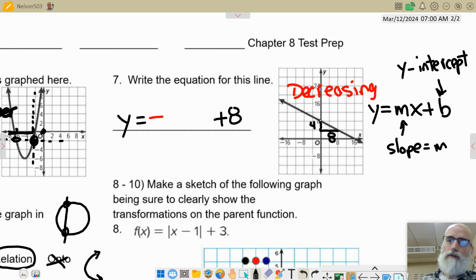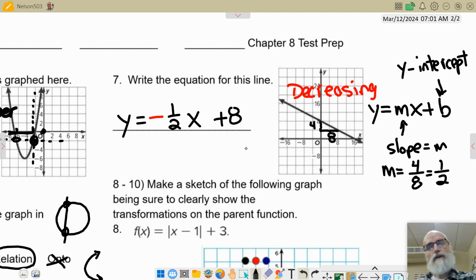Now you could say it's just gone down 1 and over 2 because the scale is the same on the x and the y axis, but you can easily see 4/8, right? My slope, let me put that out here. M is 4/8. That reduces down to 1/2. So I'm going to put negative 1/2 x, and here's the equation of my line. Rise over run. There's my y-intercept.